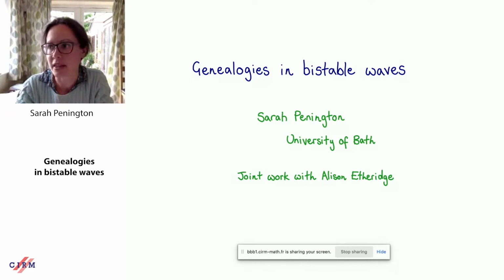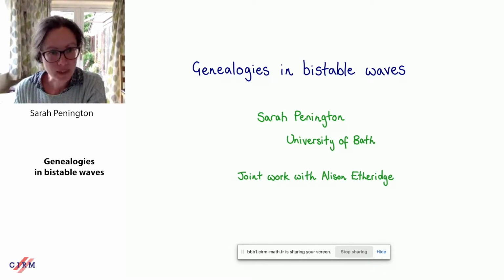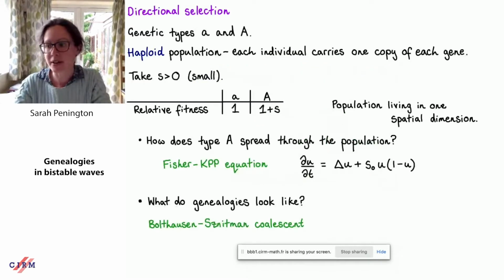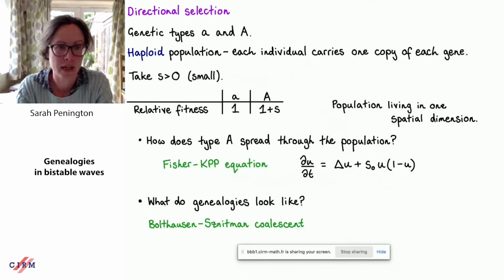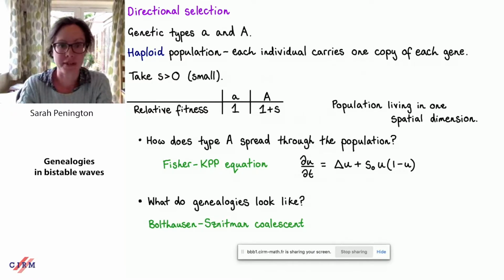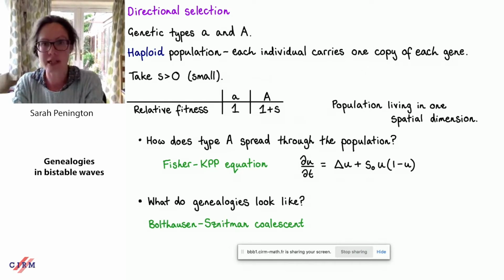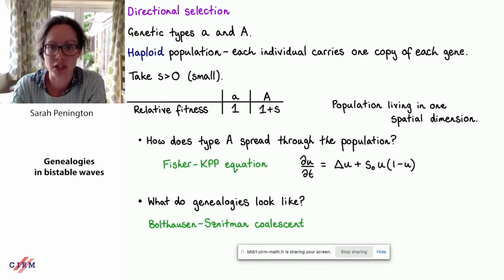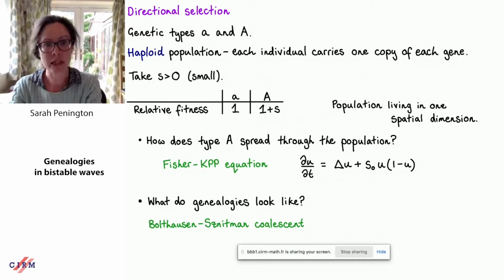So before I talk about the actual biology for this project, I want to say a bit about a slightly simpler example. So throughout the talk, we're going to call our two different genetic types little a and capital A. And for this example, we're going to be just thinking about a haploid population, a population in which each individual carries just one copy of each. So each individual is either of type little a or type capital A.